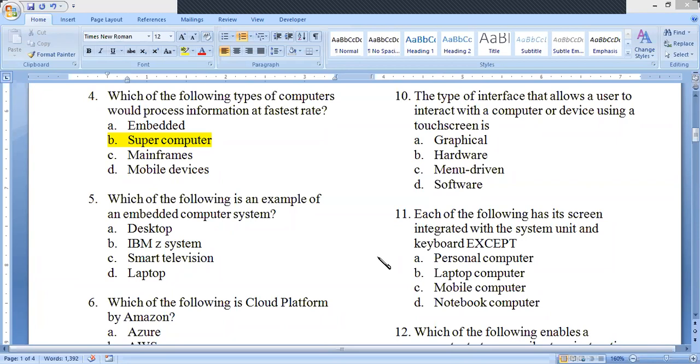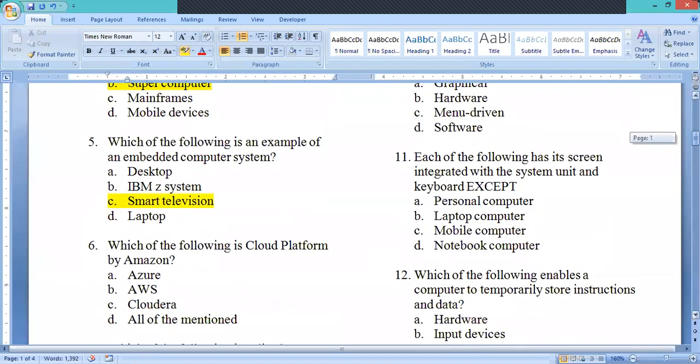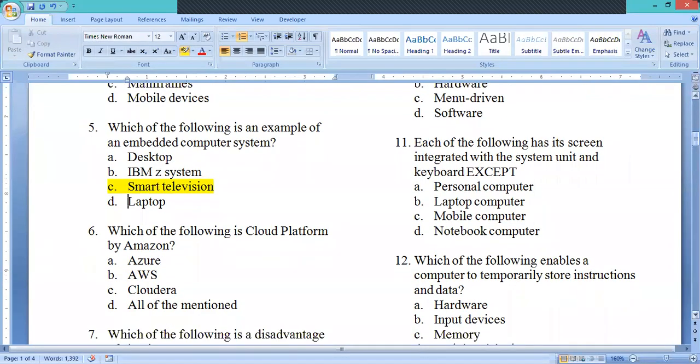All right. Next question. Number 5. Which of the following is an example of an embedded computer system? Smart television. Yeah. All right. Number 6. Which of the following is a cloud platform by Amazon?